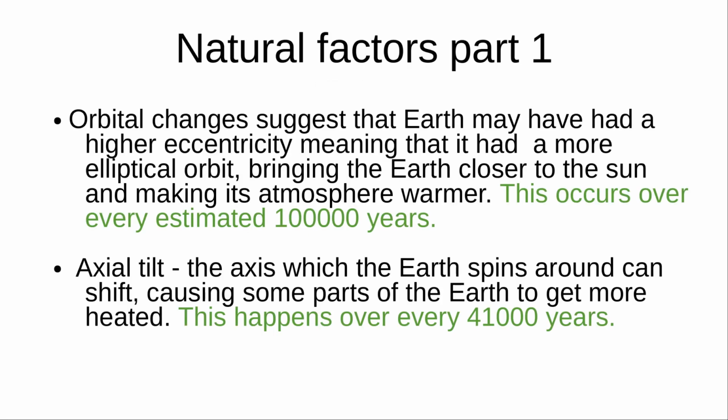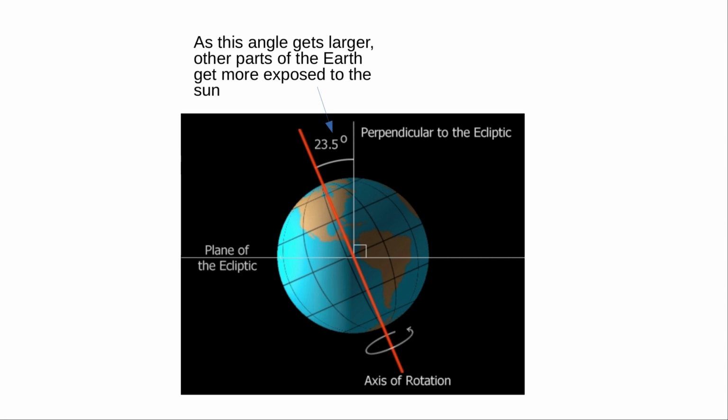There is also axial tilt to consider, as the axis which the Earth spins around can shift, causing some parts of the Earth to get more heated due to the Sun shining on it. This happens every 41,000 years.